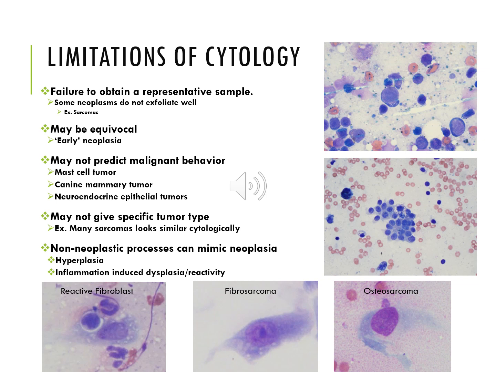And then finally, there are some non-neoplastic processes which can mimic neoplasia, specifically hyperplasia, or if there's a lot of inflammation present, say due to an infectious agent such as a bacterial infection or a fungal infection, you can get really marked dysplastic changes and reactive changes because of the inflammation and the infectious organism that's present.